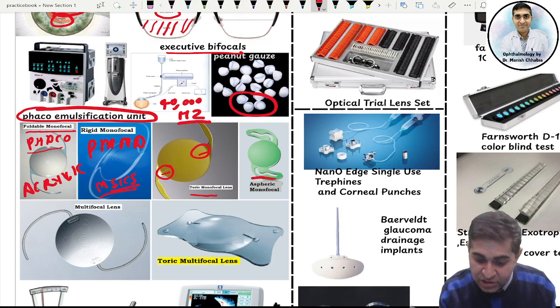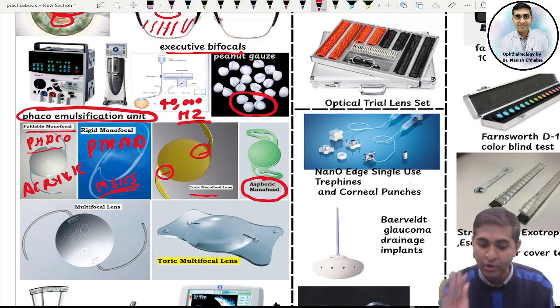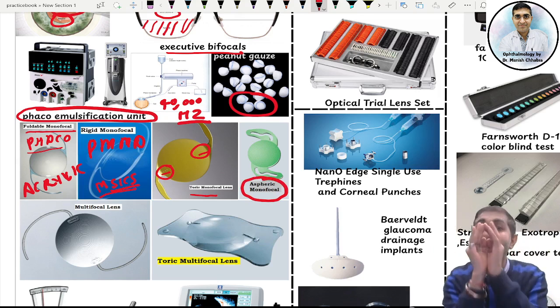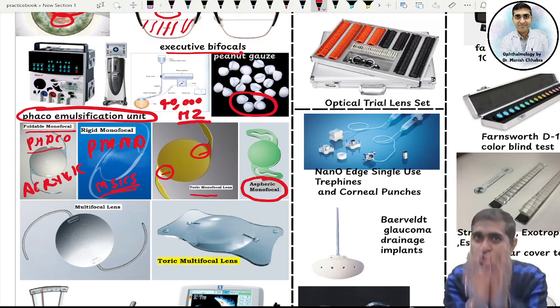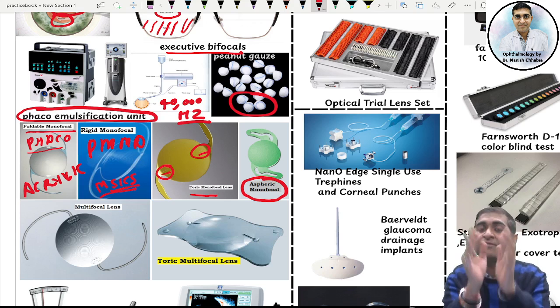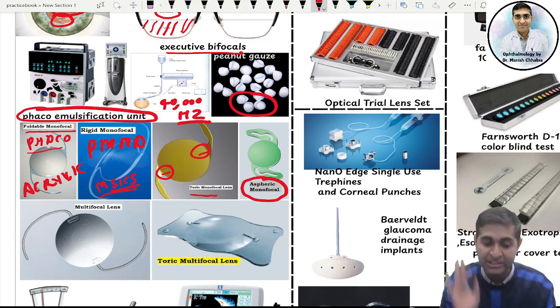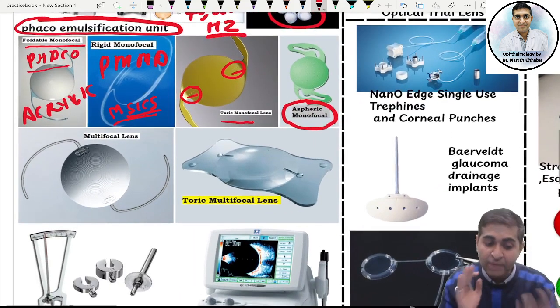Now this is your aspheric monofocal. Again, this is foldable. Aspheric is a special lens. Asphericity helps in countering the most common late complication of cataract surgery, which is after cataract, which is posterior capsular opacity.